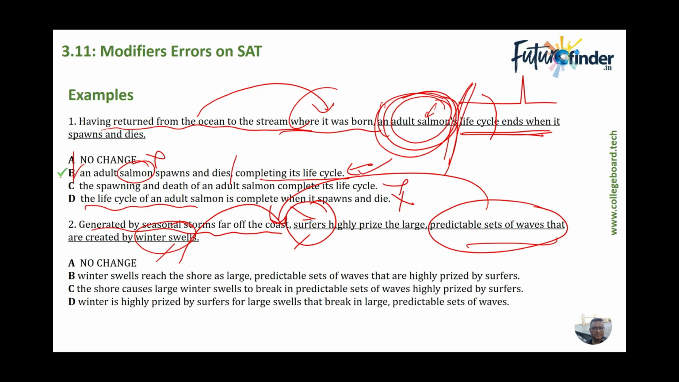Right? So let's look at our options. No change, not a good option. The winter swells reach the shore as predictable, yes, could be a possible answer. The shore causes, definitely not the shore that is being created. The winter, no, definitely not the winter. So the most possible answer to this one has to be a B.